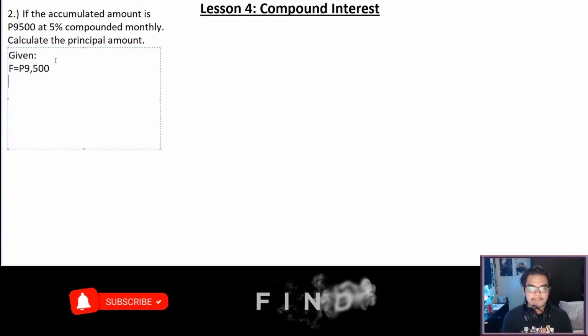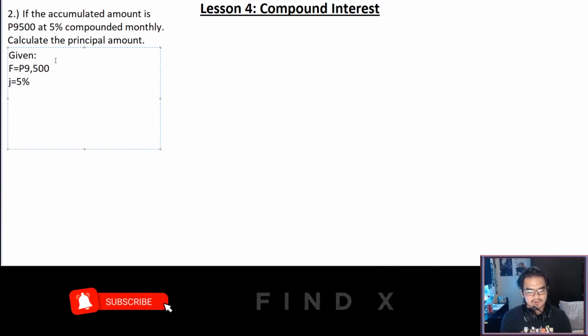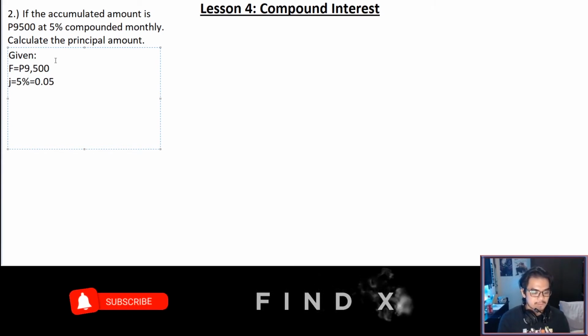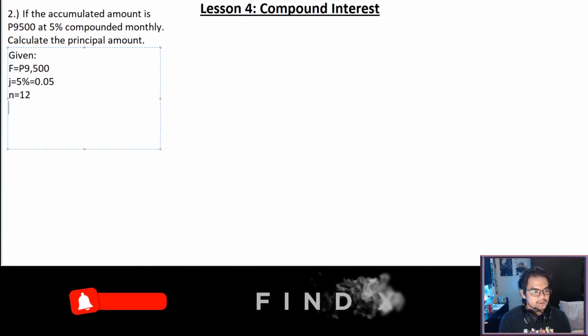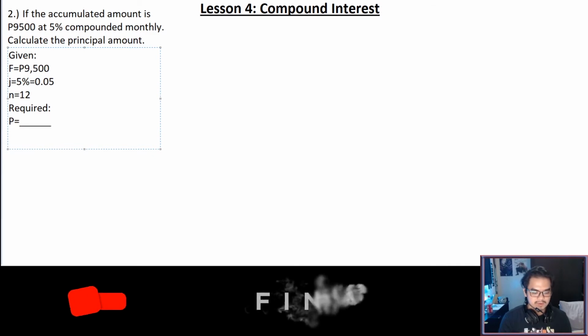Next, we have 5%. Again, we have the word compounded. Therefore, the 5% must be your nominal rate of interest. Again, converting it to decimal, that is 0.05. Compounded monthly. Therefore, monthly, the method of compounding, n must be equal to 12. And now we are required to find the principal amount, which is P or the present worth.